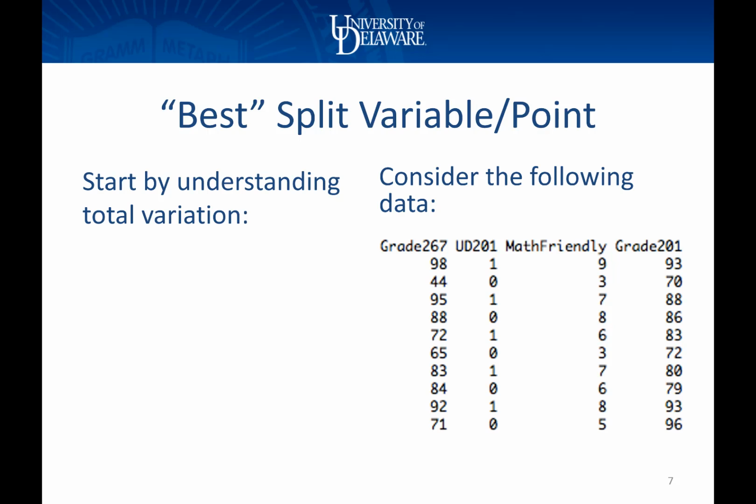So we need to start by understanding total variation, because I told you we want to create distance between observations so that we can predict them best. So we have to understand, what is the total variation?